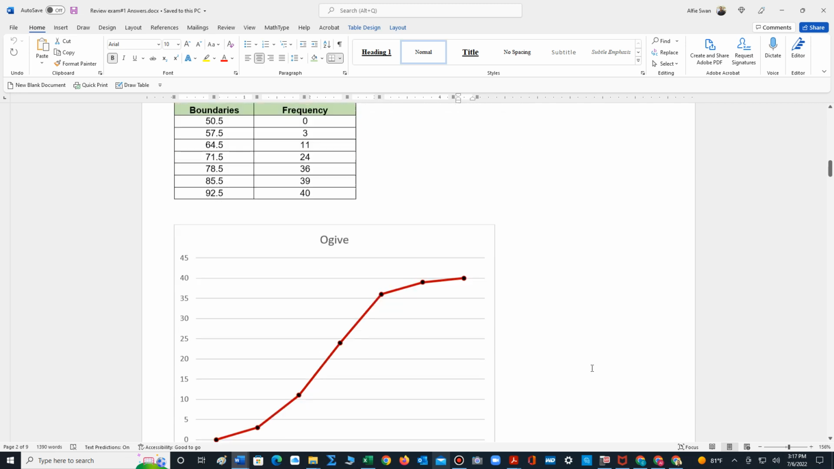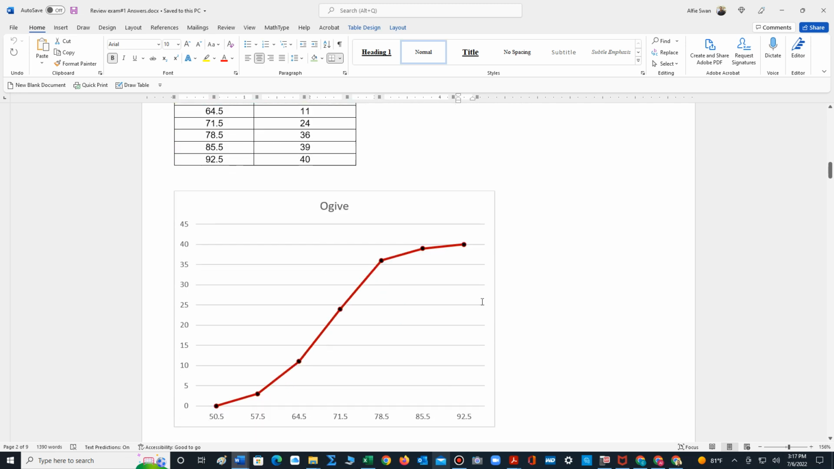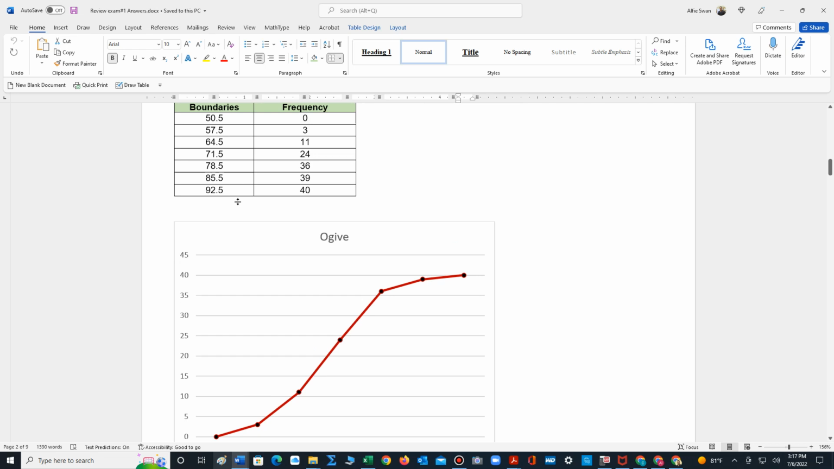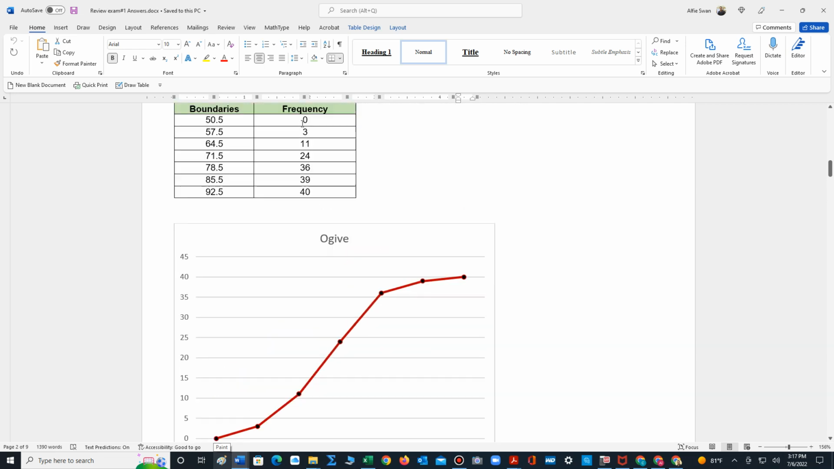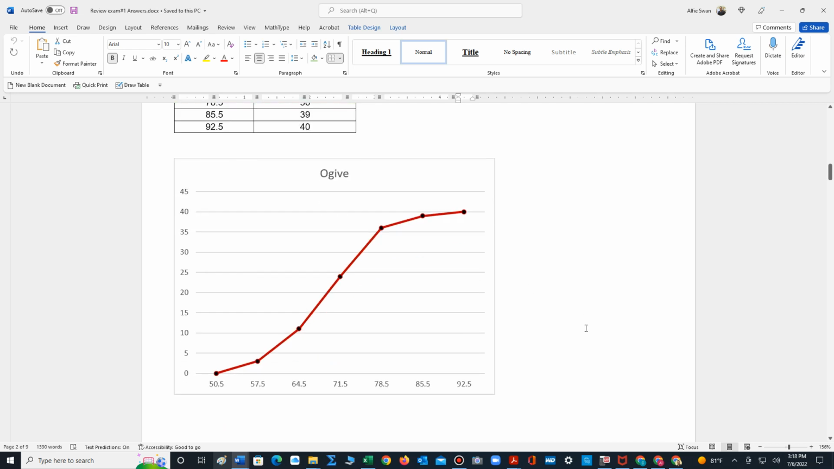We use the cumulative frequency distribution to construct the ogive. We place the class boundary limits on the x-axis, cumulative frequencies on the y-axis. In this case, I go by units of 5. We plot the points. 50.5 at 0, 57.5 it's 3, and so on. And then we connect all the points with straight lines. And that is the graph for the ogive.